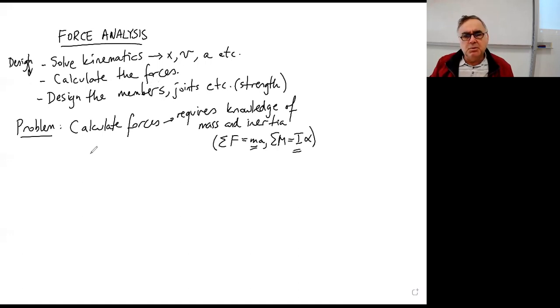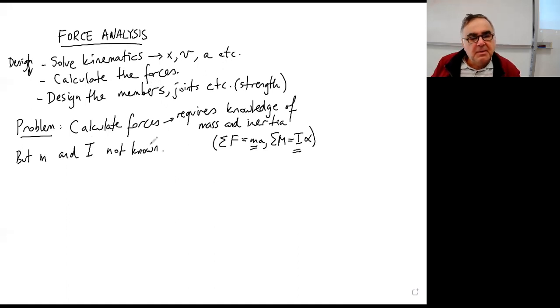So what do we do? M and I are not known, let's say, in the beginning. In the final case, we will do this, but how do we deal with this? We do some kind of iterative way. We overcome this by the following approach.